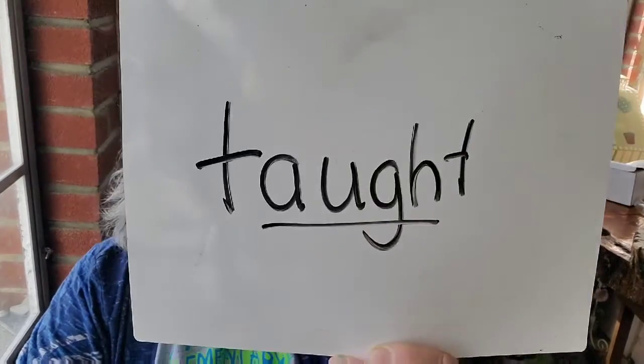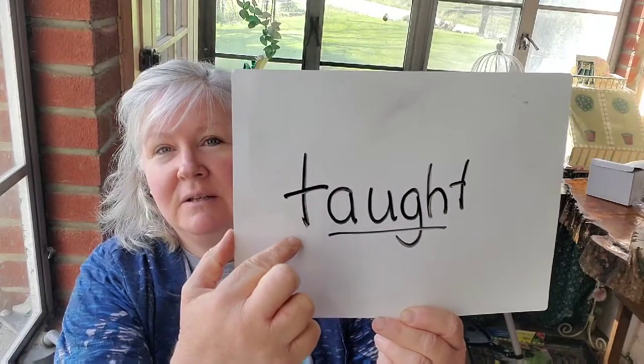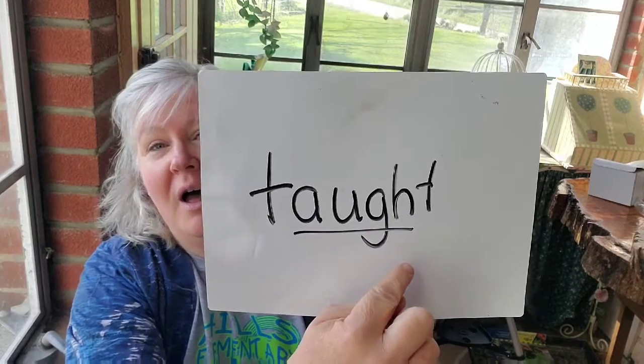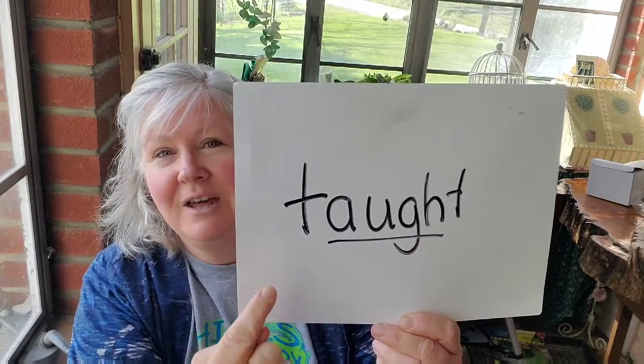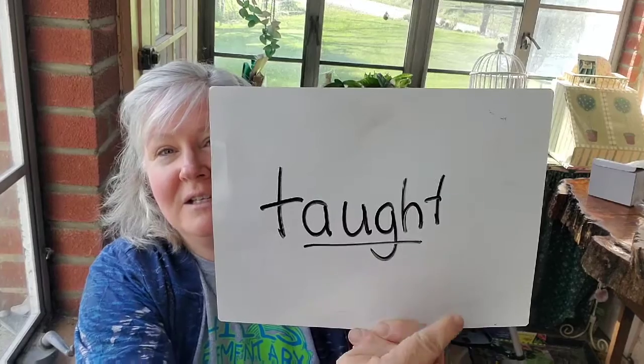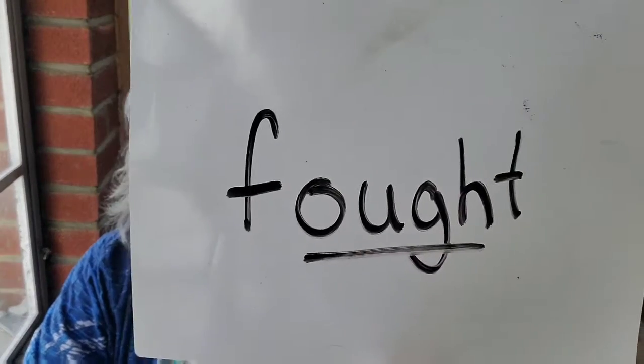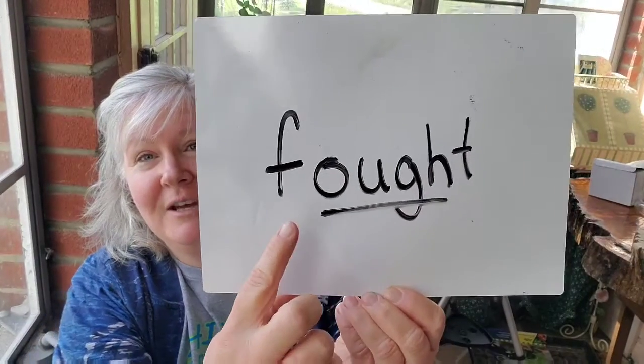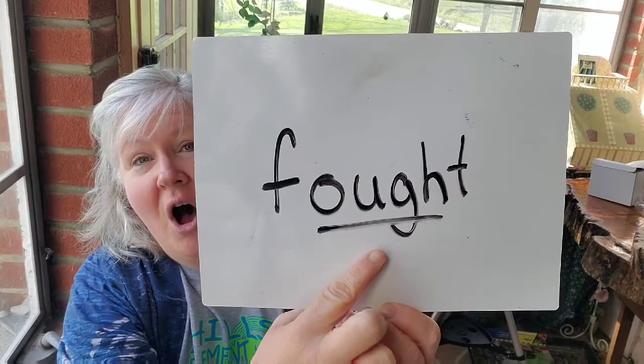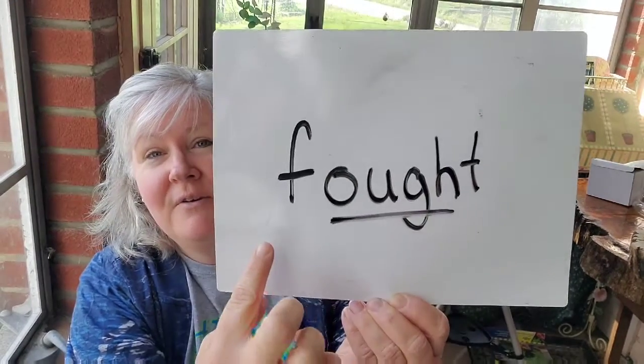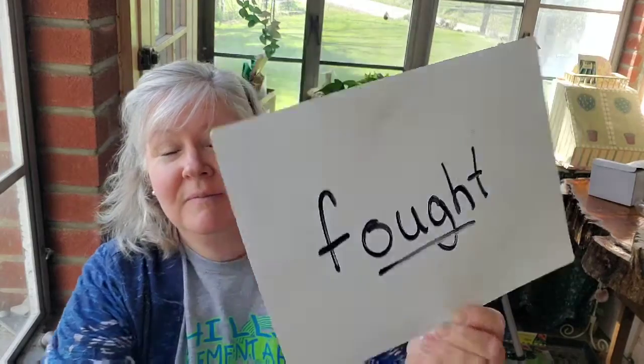Another spelling pattern, A-U-G-H, to say augh. T, augh. T. Put it together, taught. The last spelling pattern for augh is O-U-G-H. Okay, let's decode our sounds. F, augh, t, fought. Okay, those were all the spelling patterns.